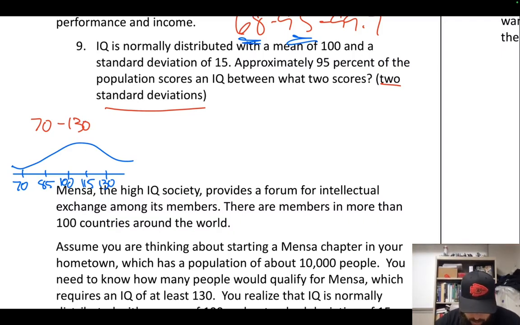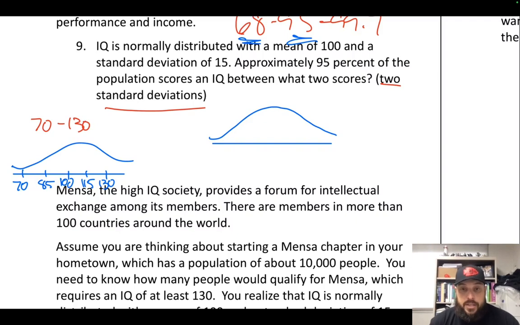Now another way you could do this problem, and this is helpful for ones where it doesn't fall on exactly standard deviations. And so we know at our mean of 100 that to the left of that is 50% of the data. All right, so all of that is 50%, and all of this is also 50%. But I want 95, the middle 95. So from 50%, how far out do I have to get that 95?